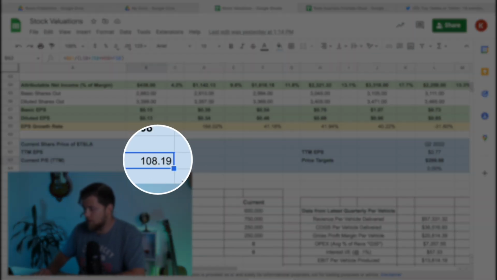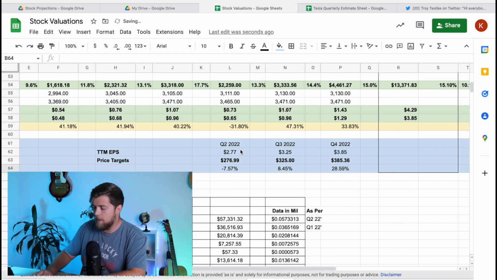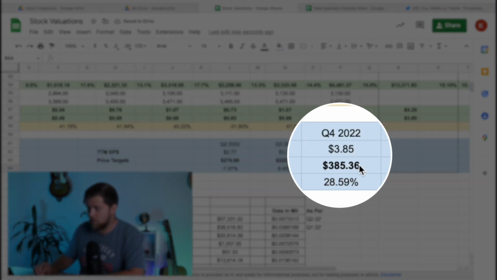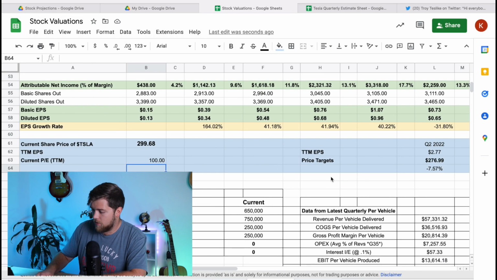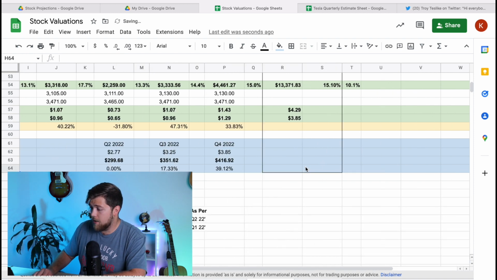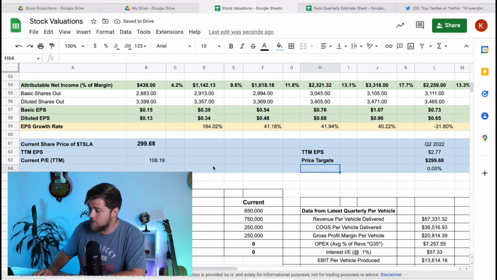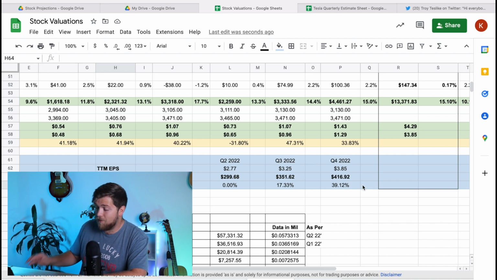In reality, if we want to take a look at it at 100, I'll just hurry and screw it up really quick for you guys. Throw that in there at 100. Now we can see, okay, 385 would be our price target at a 100 PE by the end of this year, which would be a 28.5% upside from here. So now let me hurry and undo that. Okay, cool. But yeah, if we continue trading at this 108 that we've been, we really could see 416, which would be nearly a 40% upside on the stock this year.